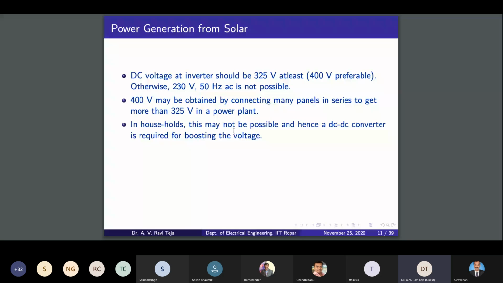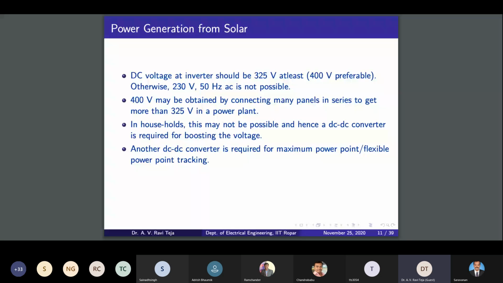So we require a DC to DC converter for boosting the voltage to the required value, which is, say, 400 volts. Right? Another DC-DC converter, which we have already discussed, is required for maximum power point or flexible power point tracking. Maximum power point, I understand, always operating at maximum power. What do you mean by flexible power point tracking?